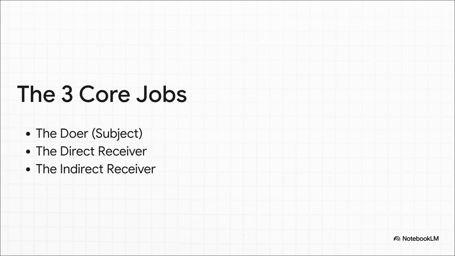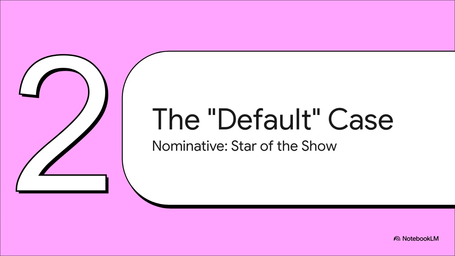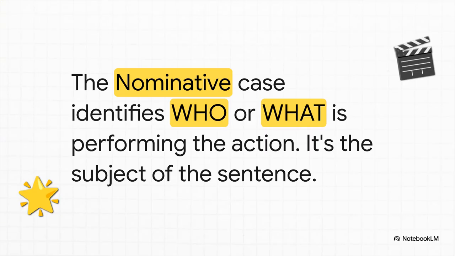Let's start with the first and easiest job. First up, we've got the nominative case. This is the easy one. It's the one you probably already know and use without even realizing it. I like to call it the default setting. It's the subject, the star of the show. So, the nominative's job is super simple. It just points out who or what is actually performing the verb. It's the doer. So if you ask yourself who or what is doing the thing, the answer to that question is always going to be in the nominative case.